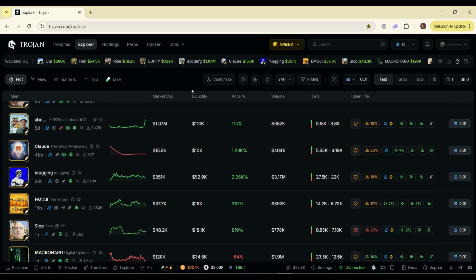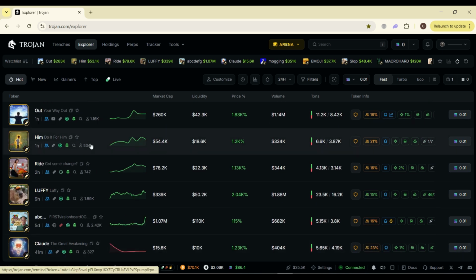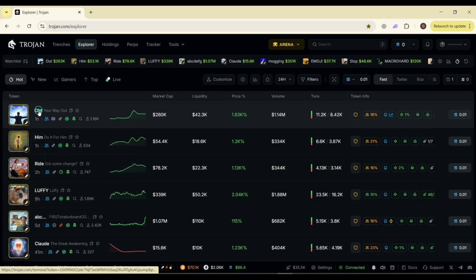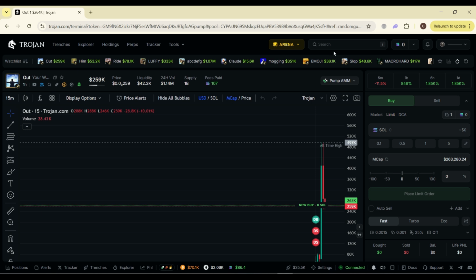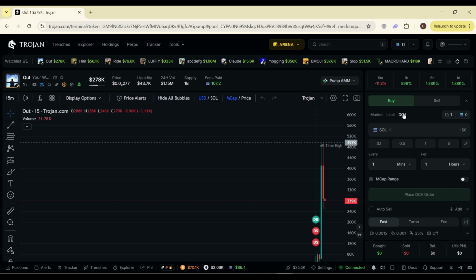How to use DCA in Trojan? So step one, open the token. Let's suppose there are lots of tokens here. Let's suppose we select this token. Okay, you can also paste the token contract address here, and then you can open the trading panel inside Trojan. As you can see, this is the trading panel opened up here. So select DCA. As you can see, this is the DCA. Instead of normal buy, choose the DCA order.